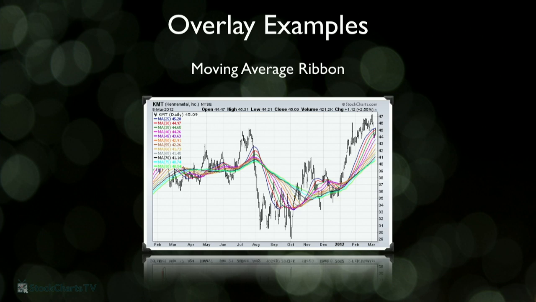Here's another indicator that's really a multiple indicator, and we're going to talk a lot about this in just a minute. It's called a moving average ribbon.